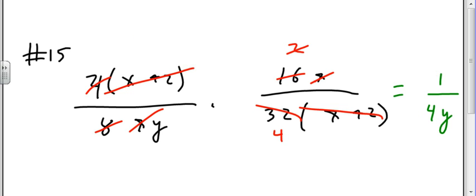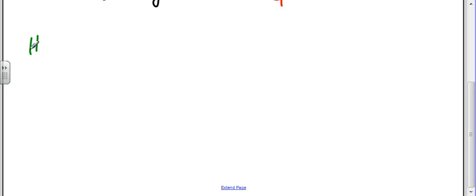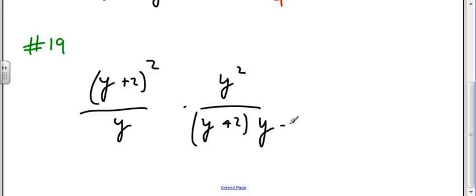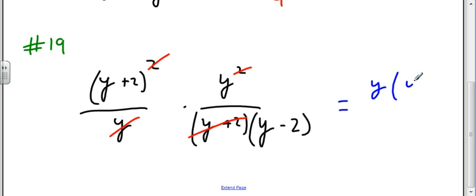Okay, we're going to move down to 19. Y plus 2 squared divided by y, times y squared divided by y plus 2, y minus 2. So I'm going to factor that y squared minus 4 before I even get started. All right, well, I got 1 up there, 1 down there. I got 1 up here, 1 down there. And the only thing I've got left is y plus 2 divided by y minus 2. All right. Now we get to divide.